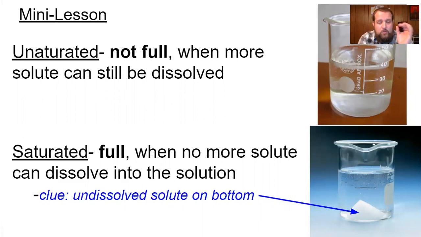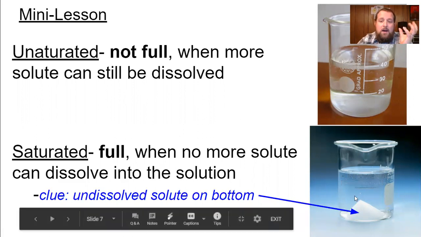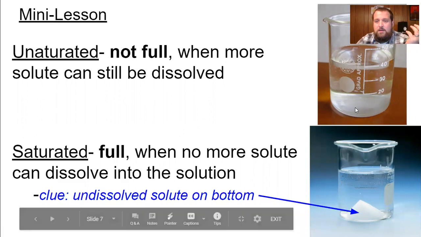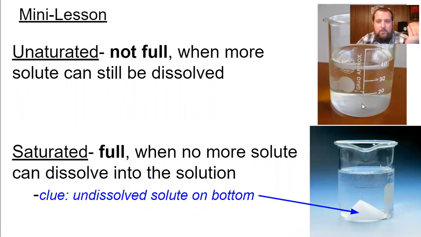So you can tell when a solution is saturated if you see a pile of undissolved solute at the bottom. Like that's your clue that this solvent has dissolved as much as it possibly can. So like in this beaker up here, since there's no solute at the bottom, we assume this can still dissolve more. So this we assume is unsaturated.